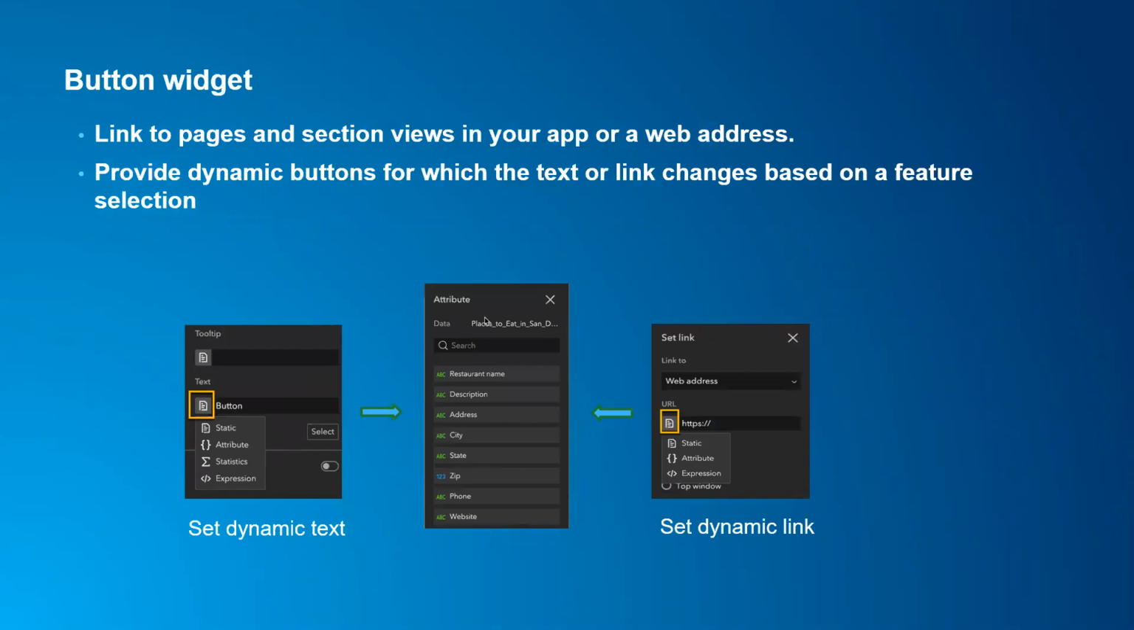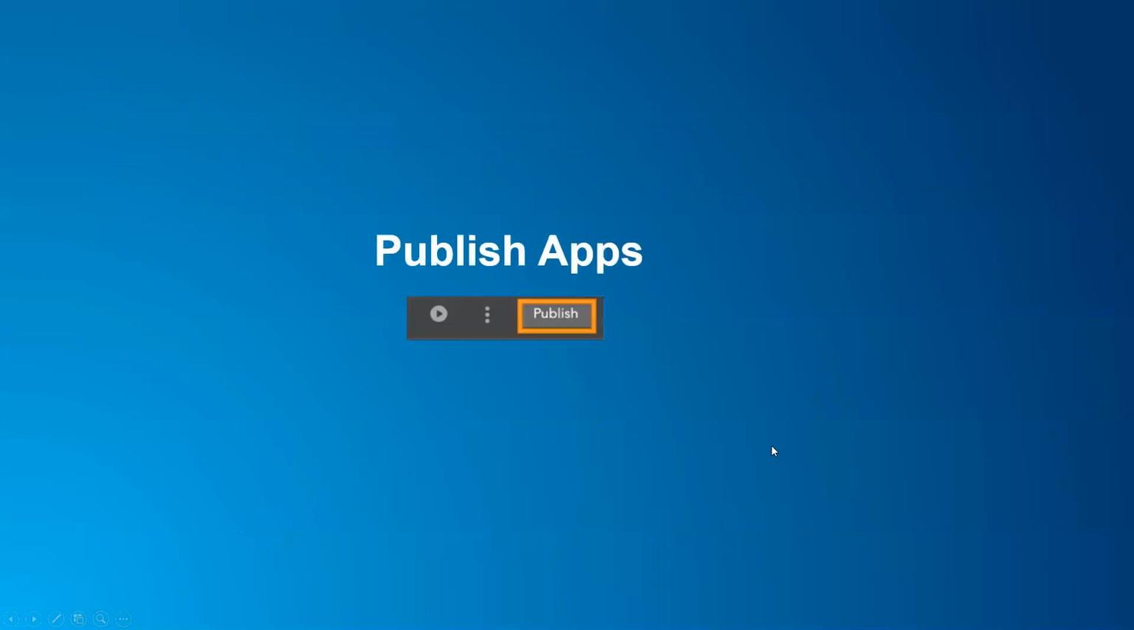I didn't put a button on, but the idea of a button is that you can see here another dynamic thing, an example where a button is getting its text from, say, an attribute or an expression, or maybe it's static. And then what does it actually do? It can take you somewhere or do something interesting. So that's a button. And then ultimately you publish it.